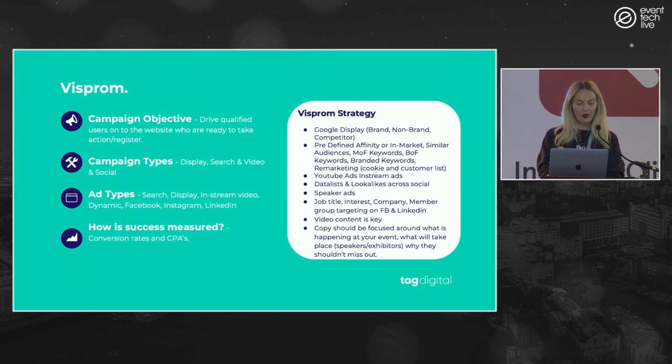The ways that you can do that is by, there's so many different campaign types, and generally it's got slightly higher budget, so you can do a bit more. So Google Display, predefined affinity audiences, retargeting, YouTube we love, we can do speaker ads, data lists, lookalikes, and keep the copy focused around what's happening at the event, what the takeaway is going to be, what content you've got, what speakers you have, what exhibitors you've got, and let the machine learning do its thing.